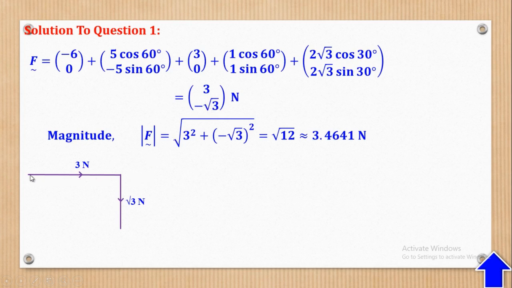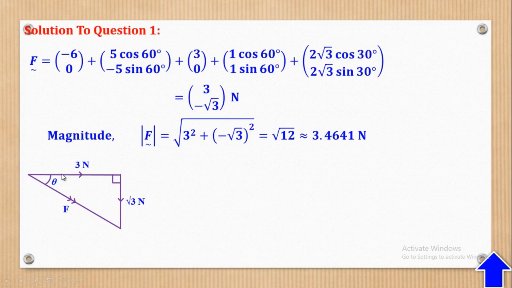Now next is to draw the resultant. Resultant has to be from start to end, so that will be the resultant from start to end, and I'll put arrows to show the direction of the resultant. And now this will be the angle which they want us to calculate.